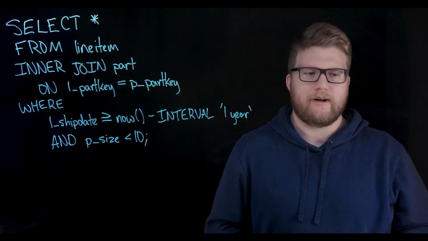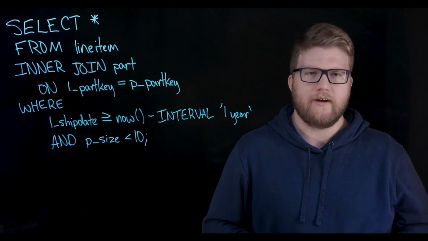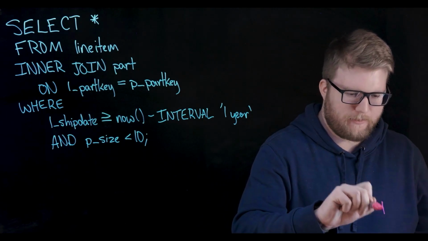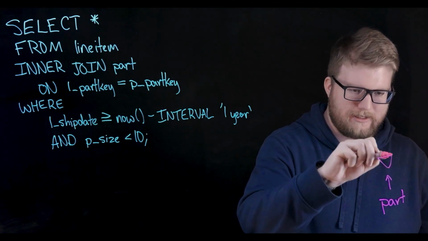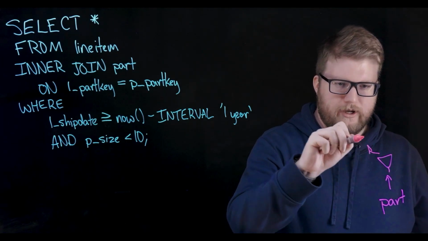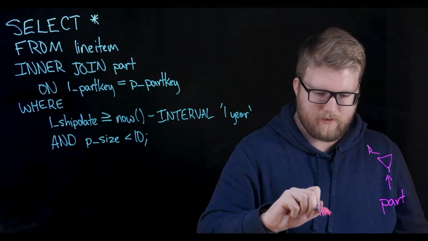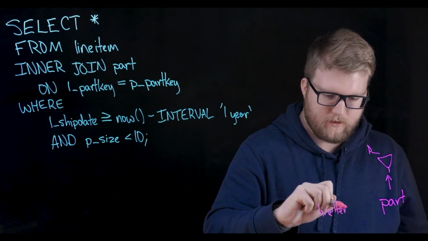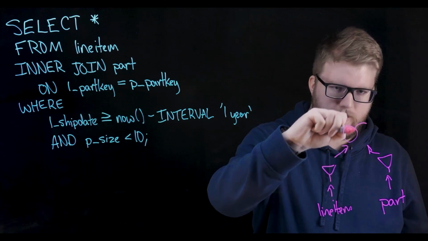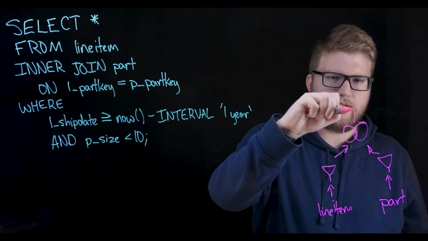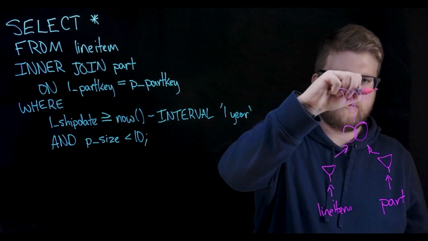Once we've submitted this query, the query engine is going to create a query plan for it. It will start by scanning what's in the part table, and then performing that filter on parts size less than 10. This is then joined with the results of scanning and filtering line item. We take the result of that join and return it to the user.